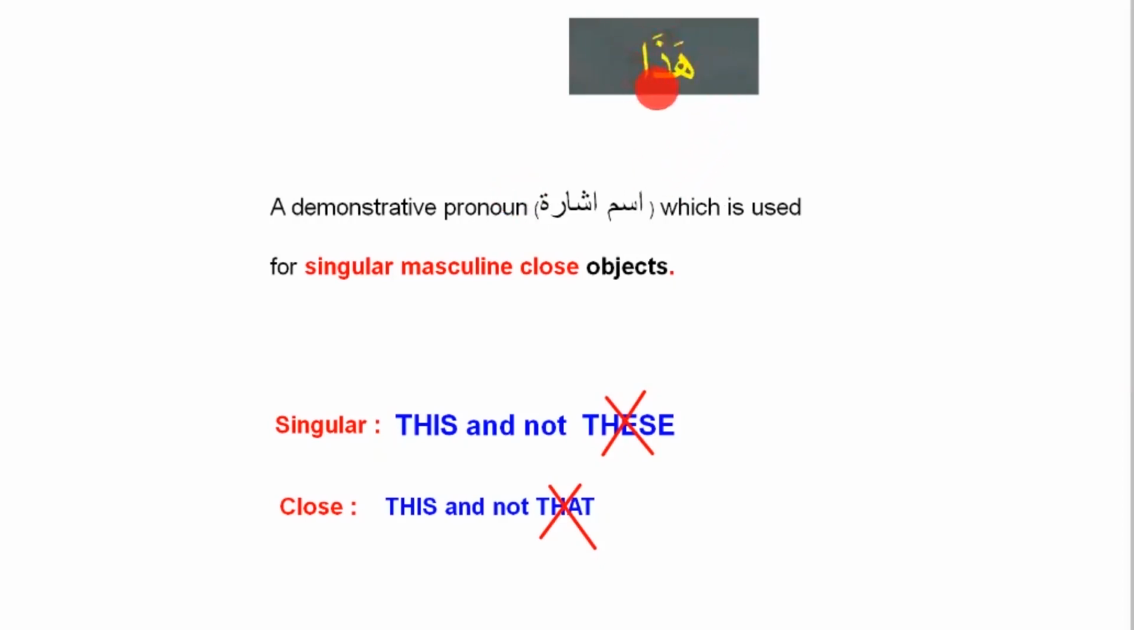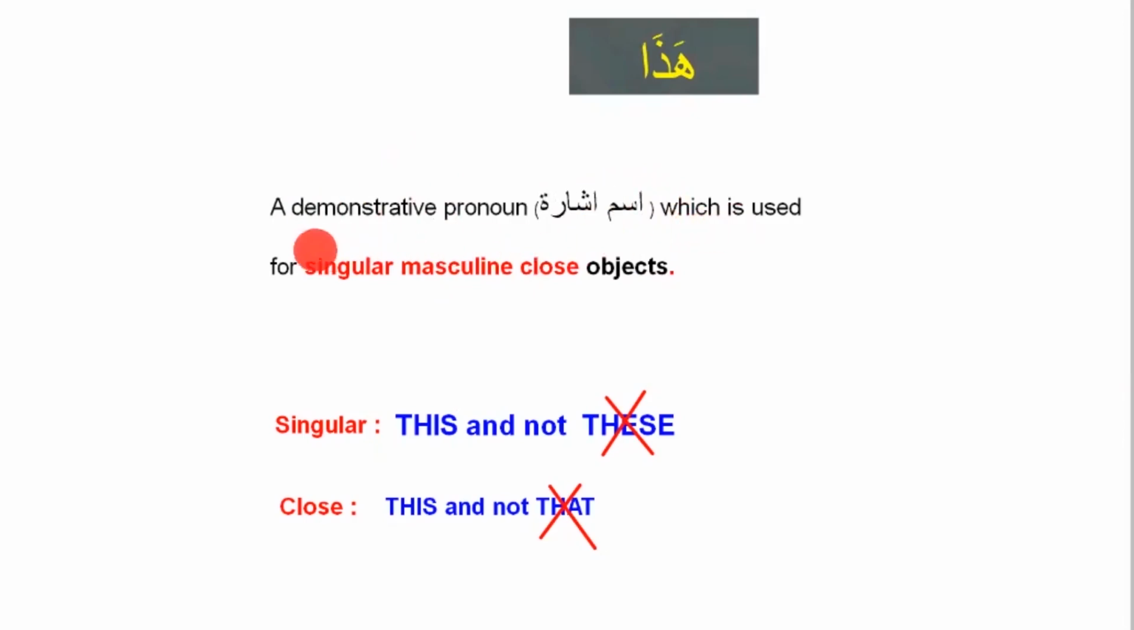This is the common one, haza, which means this. Let me point it out, you can see it here. This, here, this one. So that's what we mean by haza. So let's read from here. A demonstrative pronoun, in brackets ism ishara. So I said a demonstrative pronoun, simply called in Arabic ismun ishara.